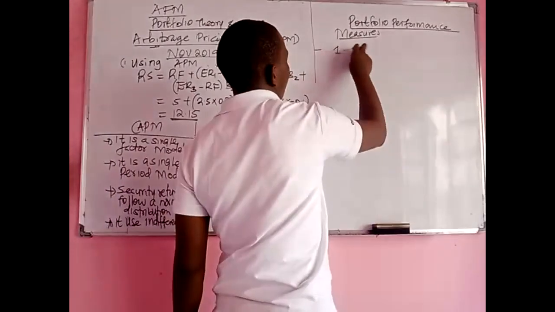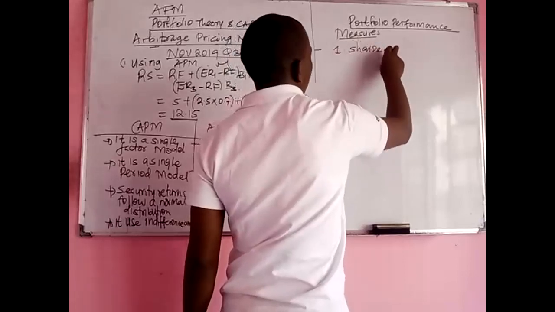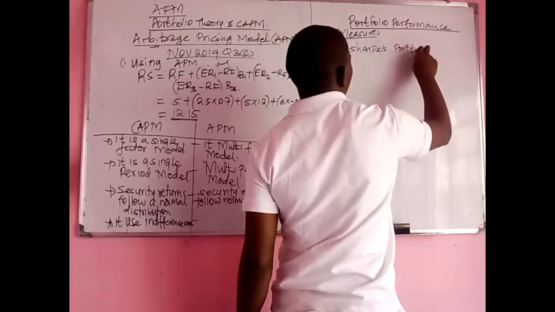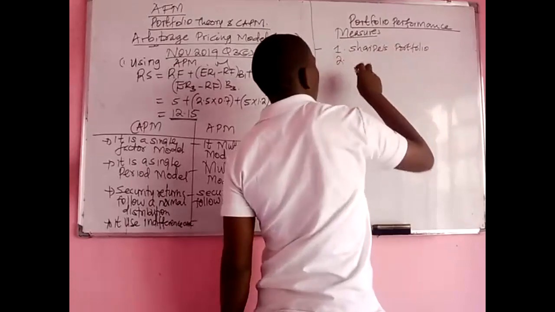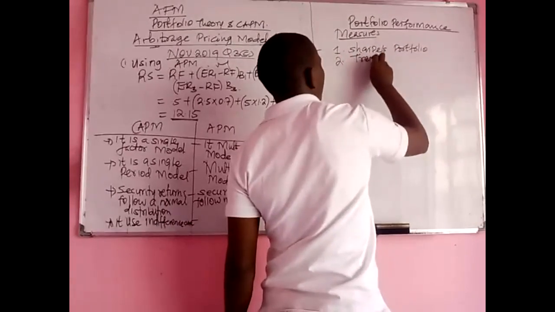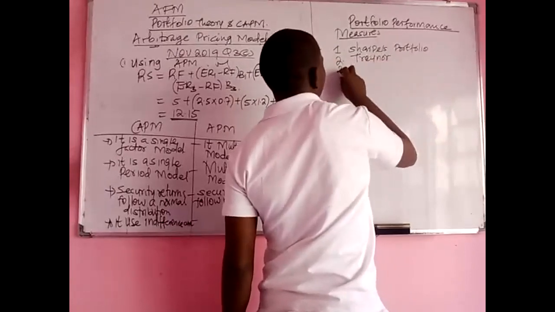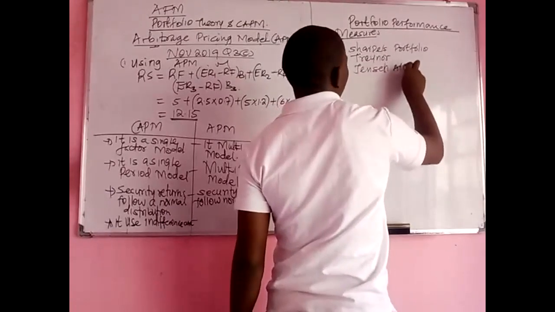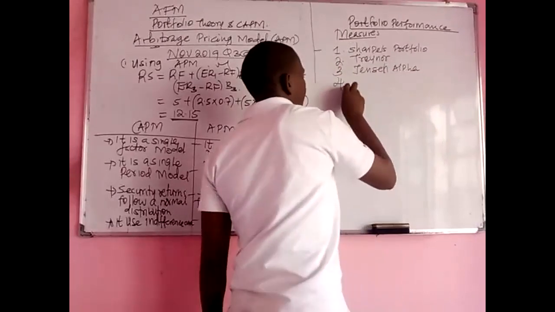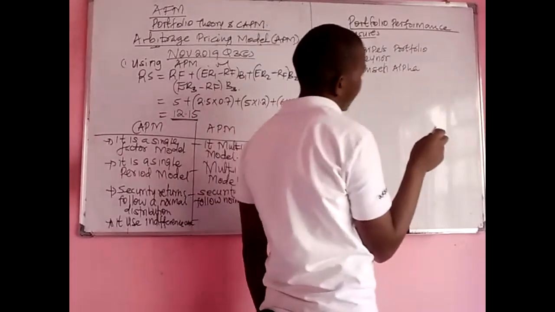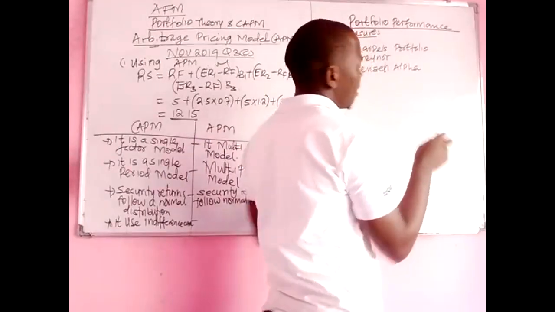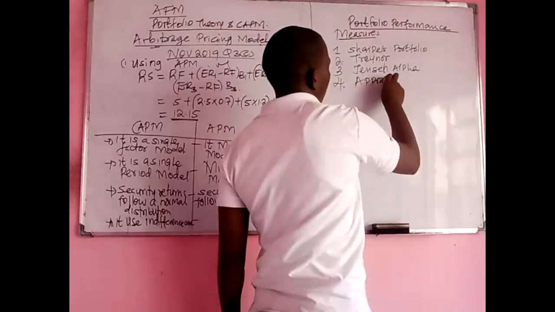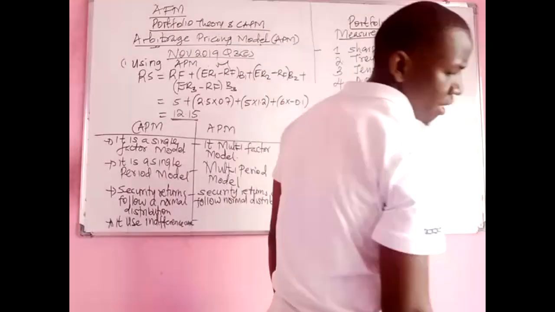One is what we call the Sharpe ratio. Number two will be what we call the Treynor. Number three is what we call the Jensen alpha. Number four is what we call the appraisal method. In other cases, we talk of it as the information ratio method.